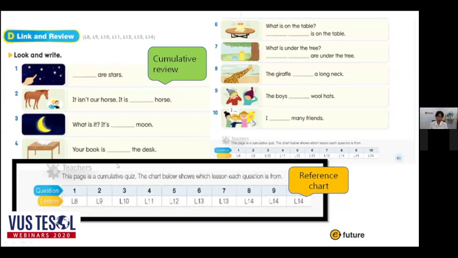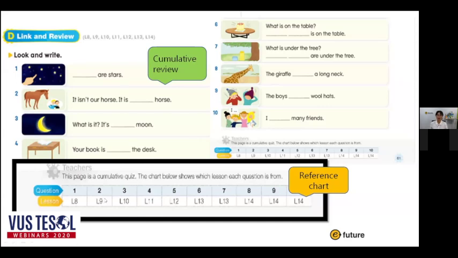While your students are doing this exercise, if they have a problem with number 4, "Your book is blank the desk," the answer is "Your book is on the desk." This is about prepositions, right? If they have a problem with question number 4, then you can look. Question 4 is from lesson 11. So you can go back to lesson 11, do some review, and come back to this activity.